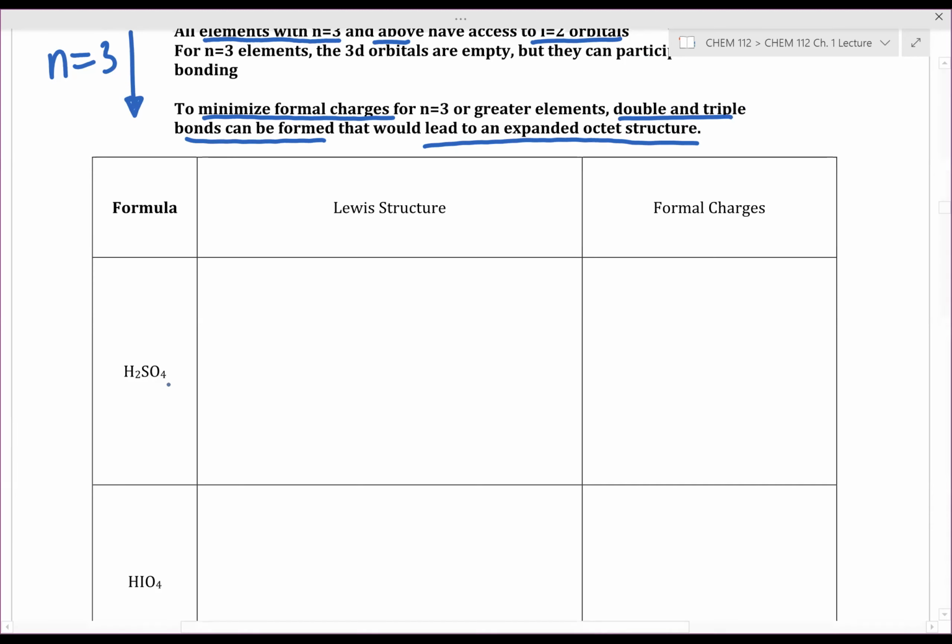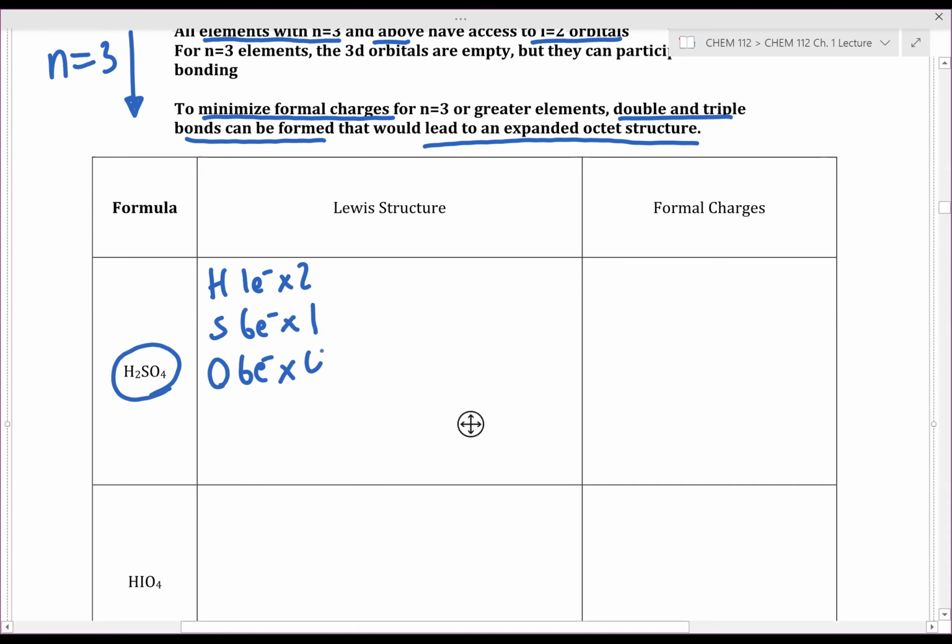So let's look at sulfuric acid, H2SO4. So hydrogen contributes 1 electron and we have 2 hydrogens. Sulfur contributes 6 electrons and we have 1 sulfur. And oxygen contributes 6 electrons and we have a total of 4 oxygens. Adding up our total, we get a total of 32 electrons to work with. Now, what is our most plausible central atom? What is our least electronegative atom? Sulfur. So we're going to put sulfur in the center, and we're going to surround it with our 4 oxygens.